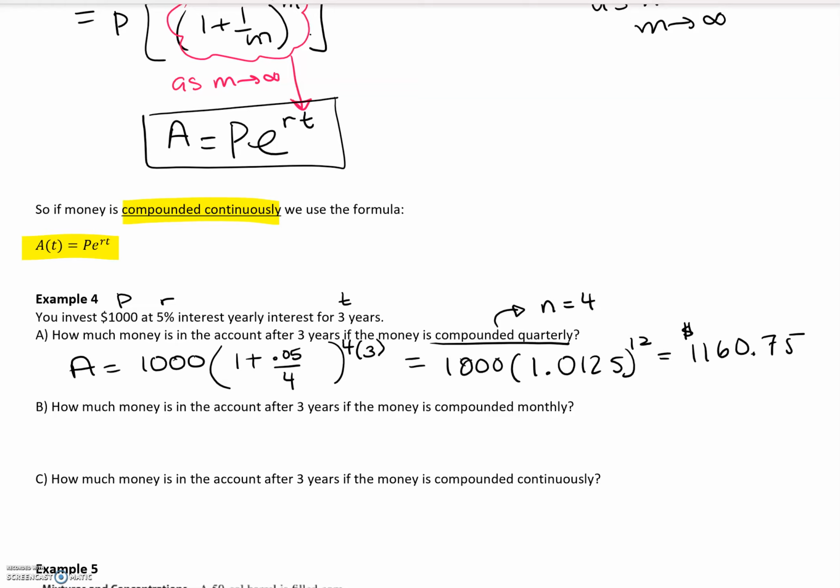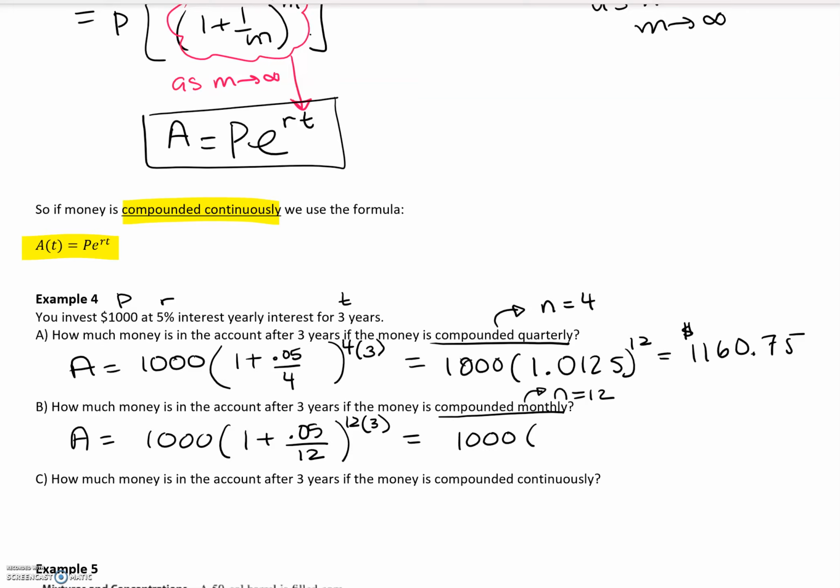Part B is the same thing, but now you're compounding it monthly. And as we saw in the previous video, now that you're applying interest more frequently, meaning 12 times a year, you're going to have nt as 12 times 3, and we ended up with 1,000 times 1.004167 to the 36, and we saw that you make a little bit more money because it's being compounded more times per year. So we had 1161.47.